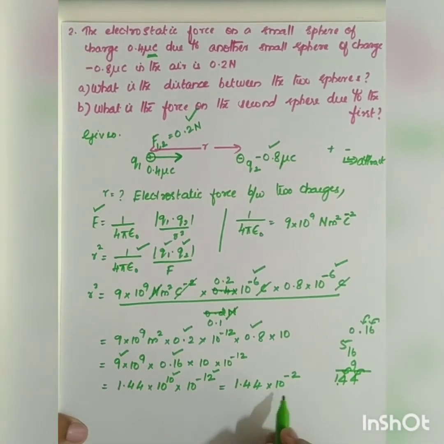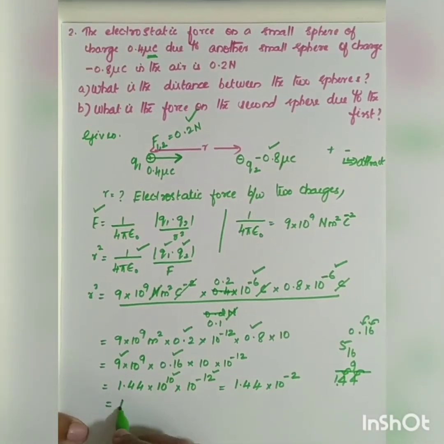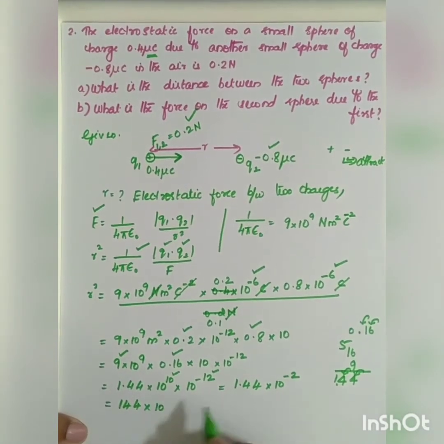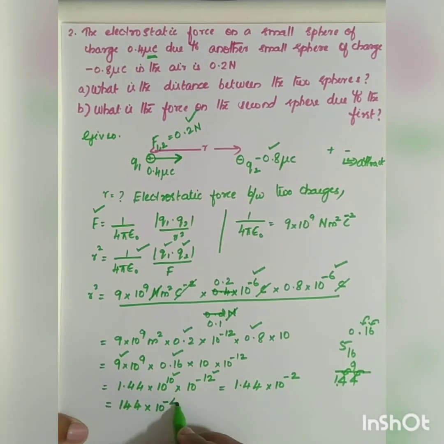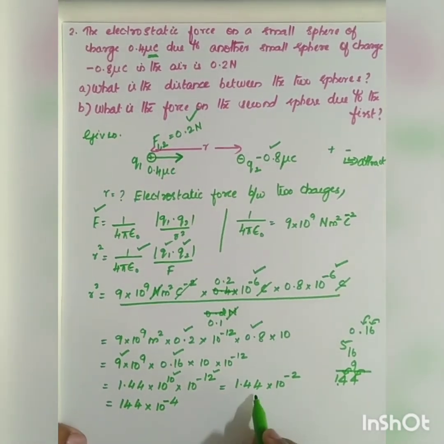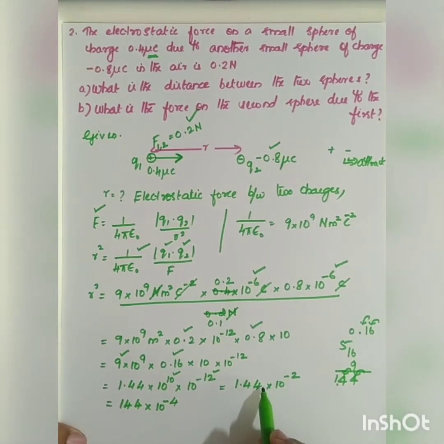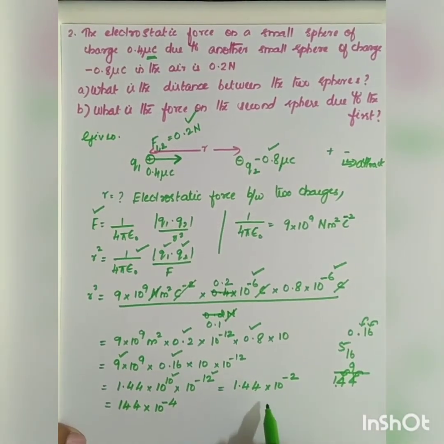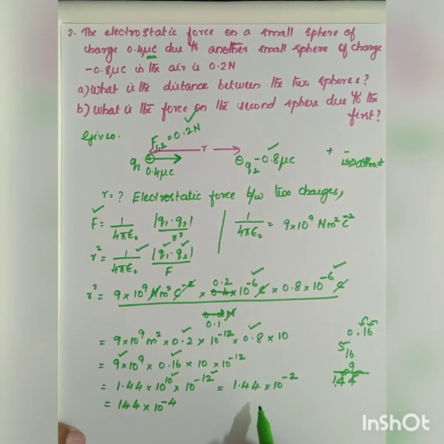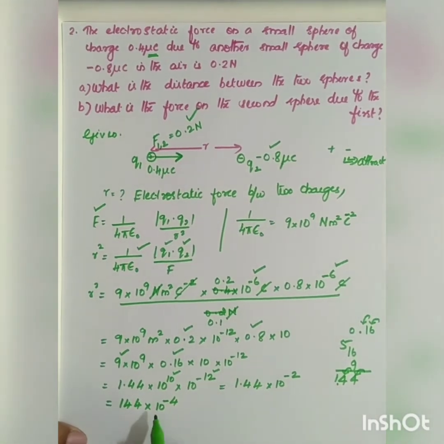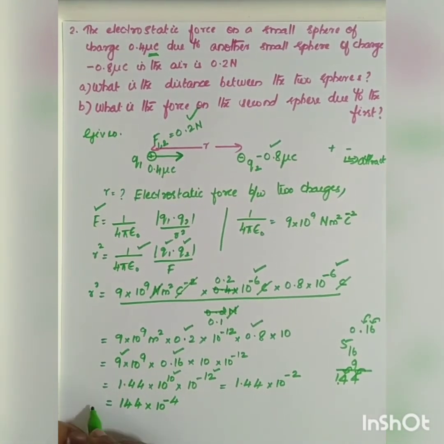Okay, can I convert it into a whole number? So I can write it as 144 into 10 raised to, what will be the value? 10 raised to minus 4. Okay, convert it into a whole number. You know this formula, right? To convert it into a whole number you have to multiply by 100, so the denominator also you have to divide by 100. That 100, when it comes to the top, it will become 10 raised to minus 2.